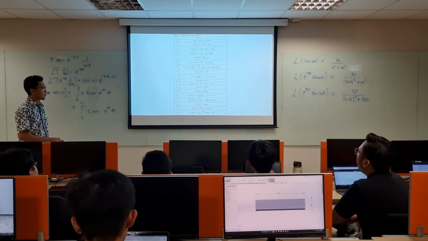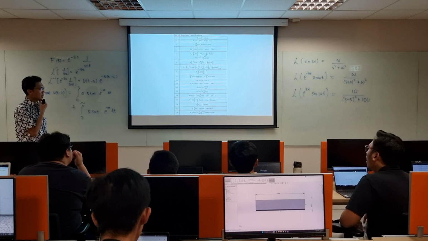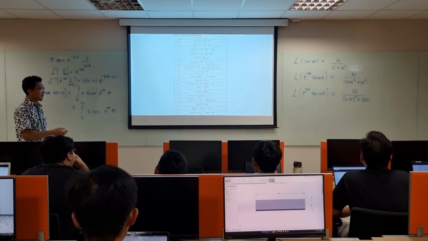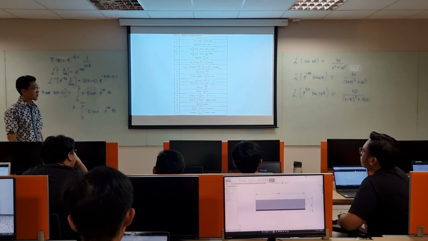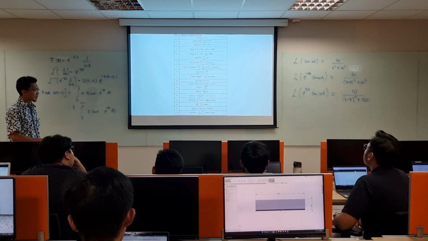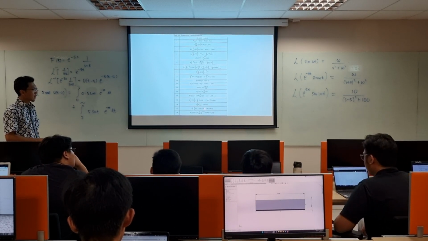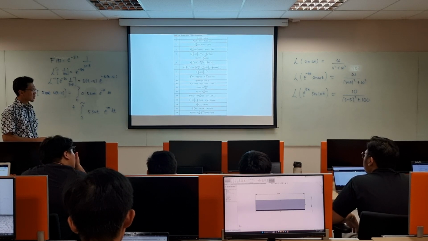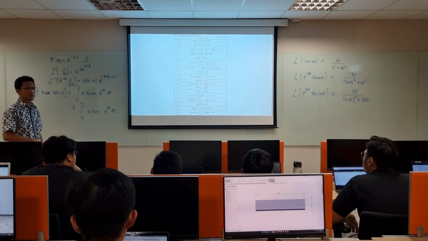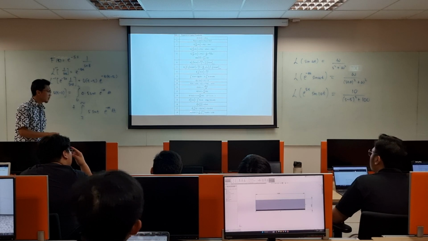Yeah, this one I'm not sure, but it looks like we use the linearity property in here, I believe. But we haven't discussed this. Number 17, convolution. It's the convolution. Number 18.